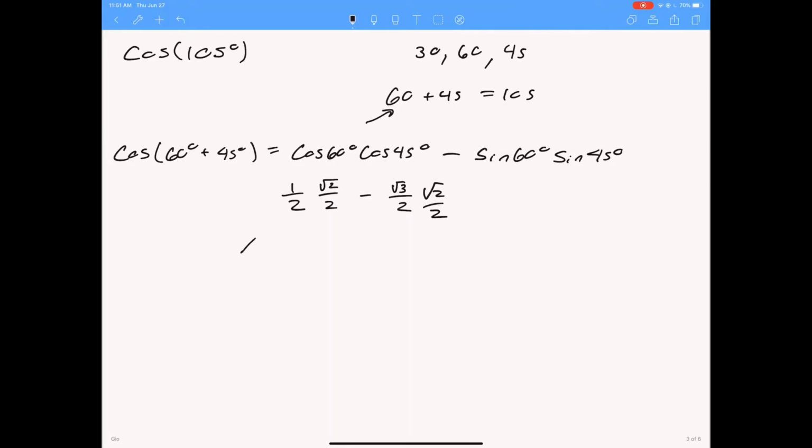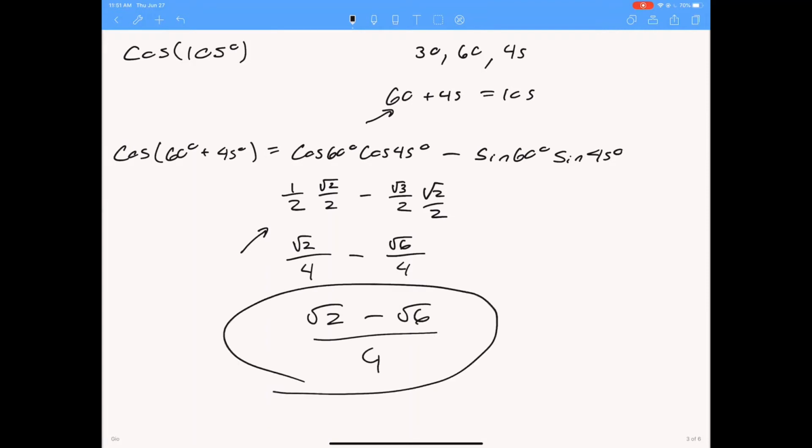And now just simplify here. First term, 1 times root 2 is root 2, over 2 times 2 is 4, and the second term turns to root 6 over 4. Under one fraction here, root 2 minus root 6 all over 4. And that's our answer here.